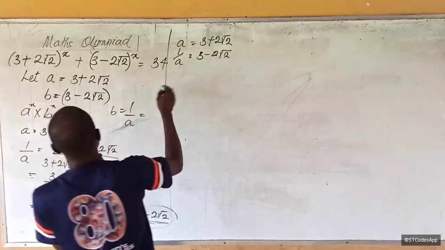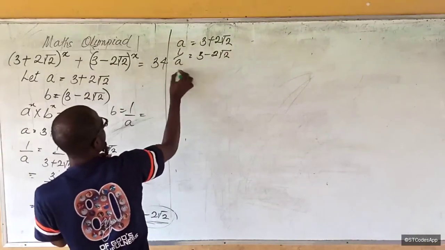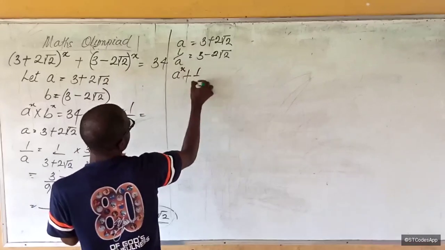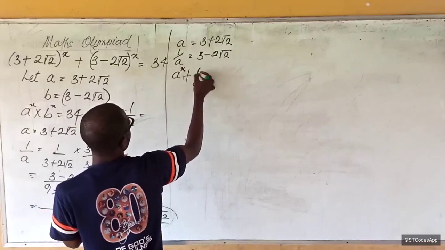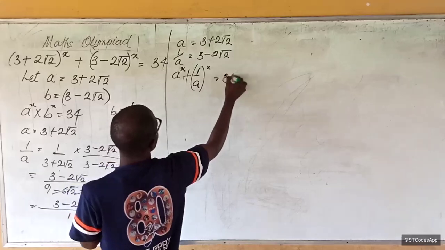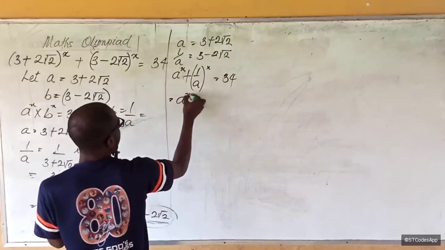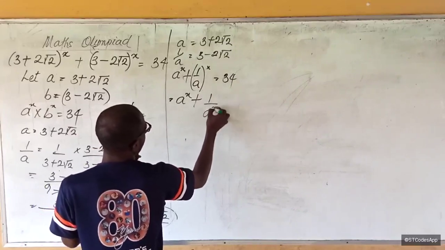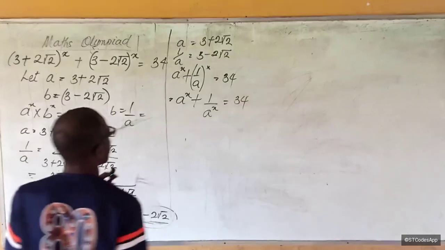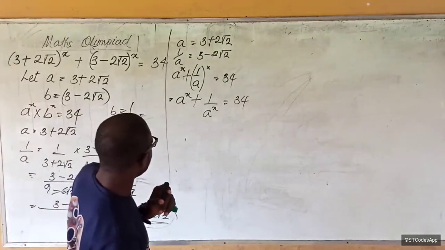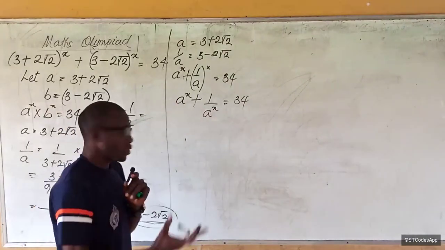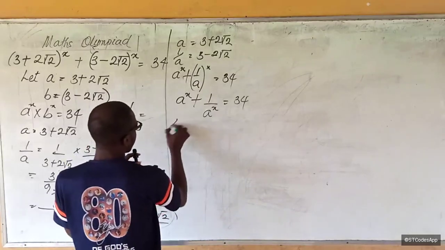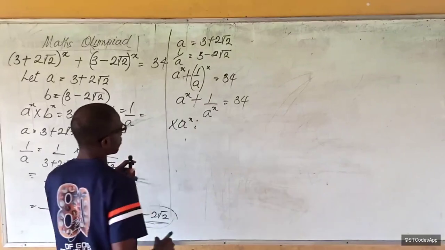So it tells us, therefore, that since A is this, A raised to the power x plus (1 over A) all raised to the power x is equal to 34. And these, of course, will give us A raised to the power x plus 1 over A raised to the power x, because 1 raised to the power x will still give us 1, is equal to 34. From here, we could now continue the normal maths because I think it's quite simple now. So we can multiply through by A raised to the power x.